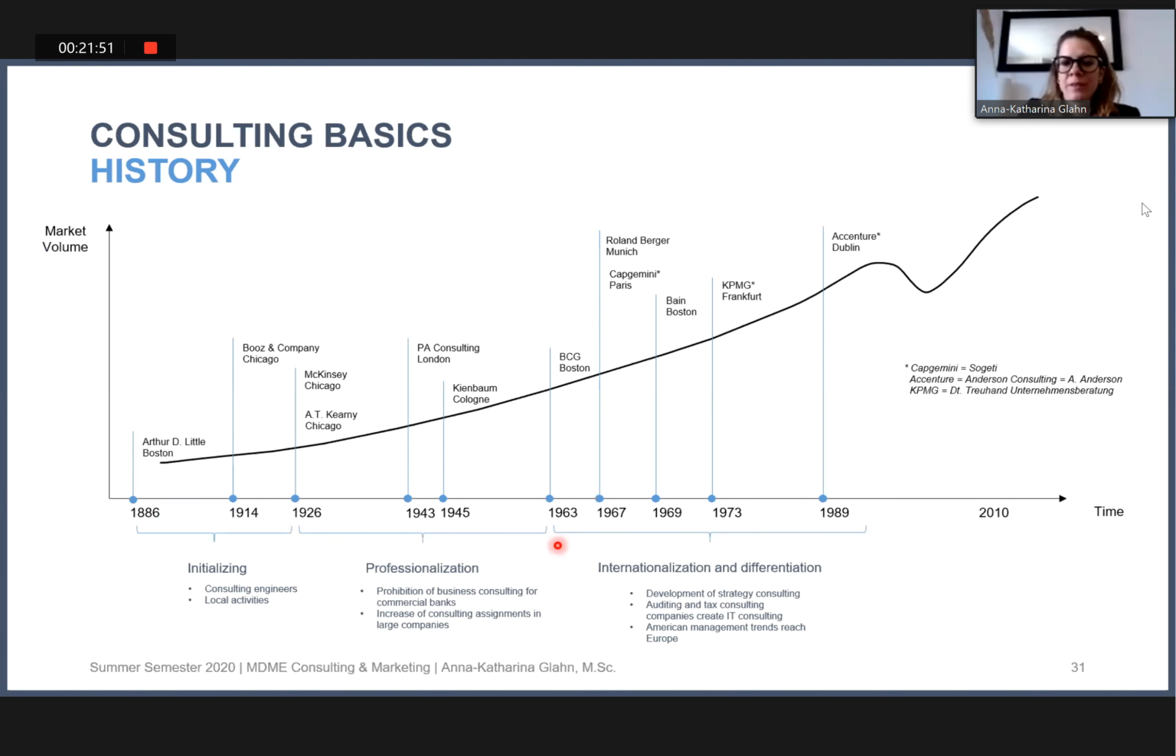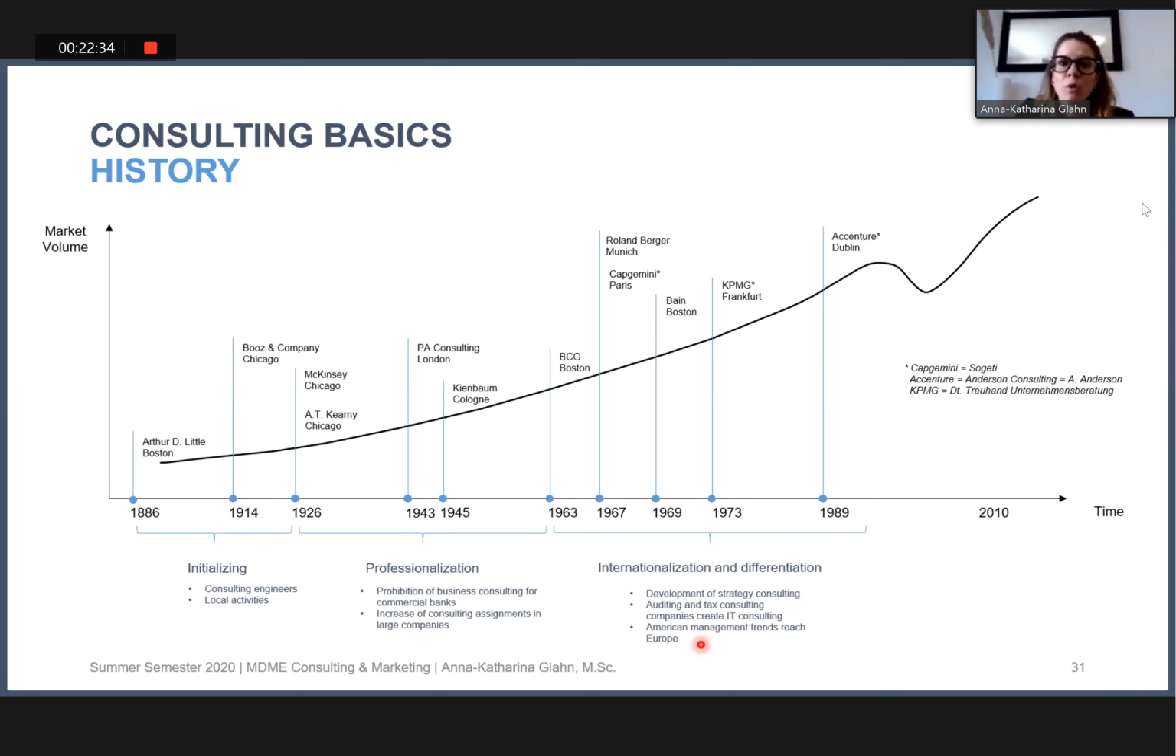Afterwards, after they created a stable setup, the differentiation started, and they also went abroad. And in this time, from the 1960s on, with the BCG, the focus was more and more on strategy consulting, and they also created the former auditing and tax companies, and consulting companies. They also created the departments for IT consulting around the 70s, let's say.